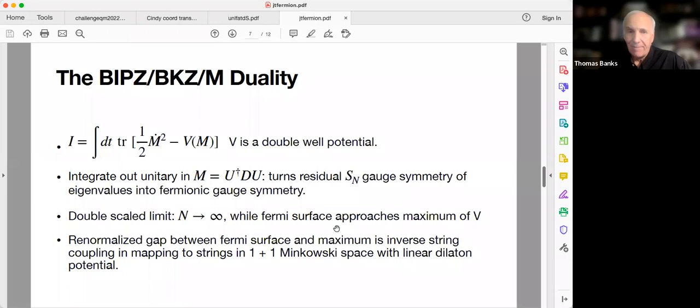So now let me describe the matrix model duality. What we basically do is we start from the quantum mechanics of a single N by N Hermitian matrix in a double well potential with a single trace Lagrangian. Notice this matrix lives only in a time dimension. The theory is holographic in the sense that the space coordinates that I've been talking about up till now will emerge from the dynamics of this theory. In this case, they emerge in a very simple way. This has been known forever.